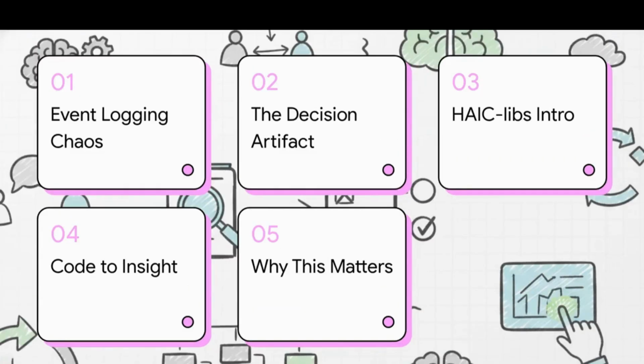So here's how we're going to break this down. First, we'll talk about the chaos of normal event logging. Then we'll introduce this new idea, a stable contract called the decision artifact. After that, we'll get our hands dirty with the HAIC libraries and walk through some code to see how you get from a few lines of code to real insight. And finally, we'll wrap up with why this whole approach is such a game changer.